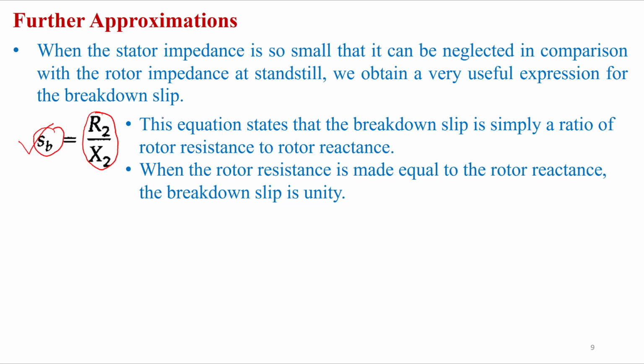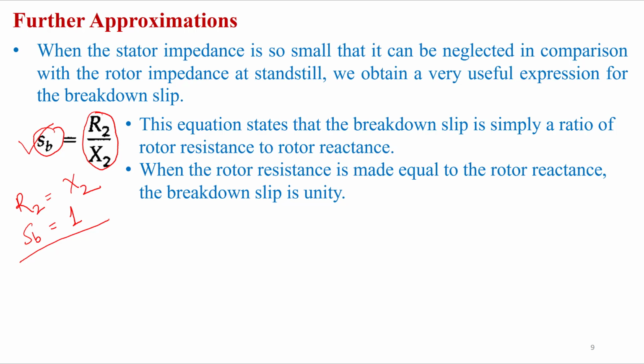And just do it. So when the rotor resistance is made equal to the rotor reactance, the breakdown slip is unity. When I make R2 equal to X2, then your SB will become 1. So this slip becomes 1 under what condition? When the motor is about to start. That means when the rotor is at standstill condition, right?